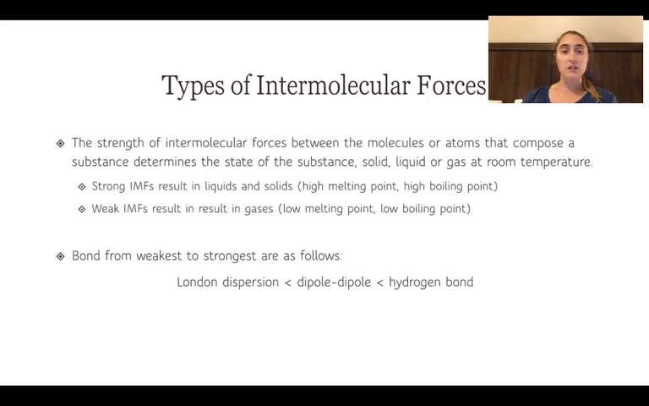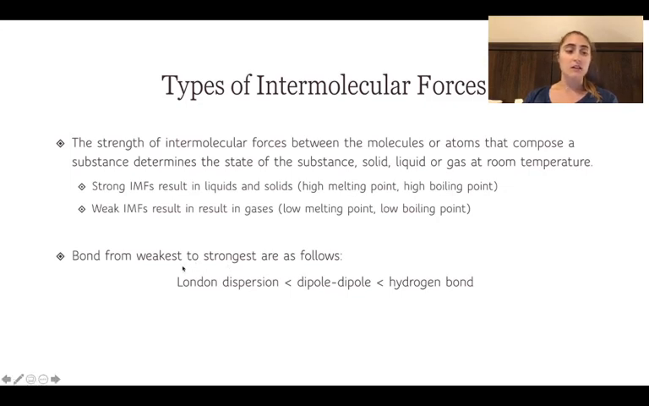Okay, so we're actually going to look at three types of intermolecular forces. Before we get into those three types, what's interesting to note is that the strength of the intermolecular force between the molecules or the atoms determines what state of matter the substance will be in. So it will determine whether it's a solid, a liquid, or a gas at room temperature. Depending on how strong that force is and what type of force it is will help to determine that. Stronger IMFs result in liquids and solids, which have high melting points and high boiling points, whereas weak IMFs tend to result in gases. These have low melting points and low boiling points.